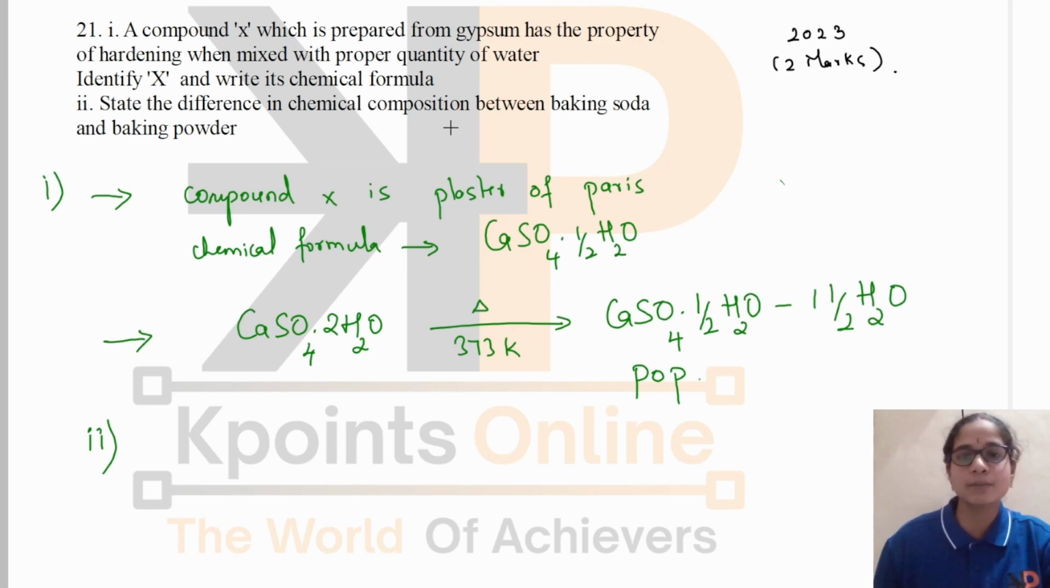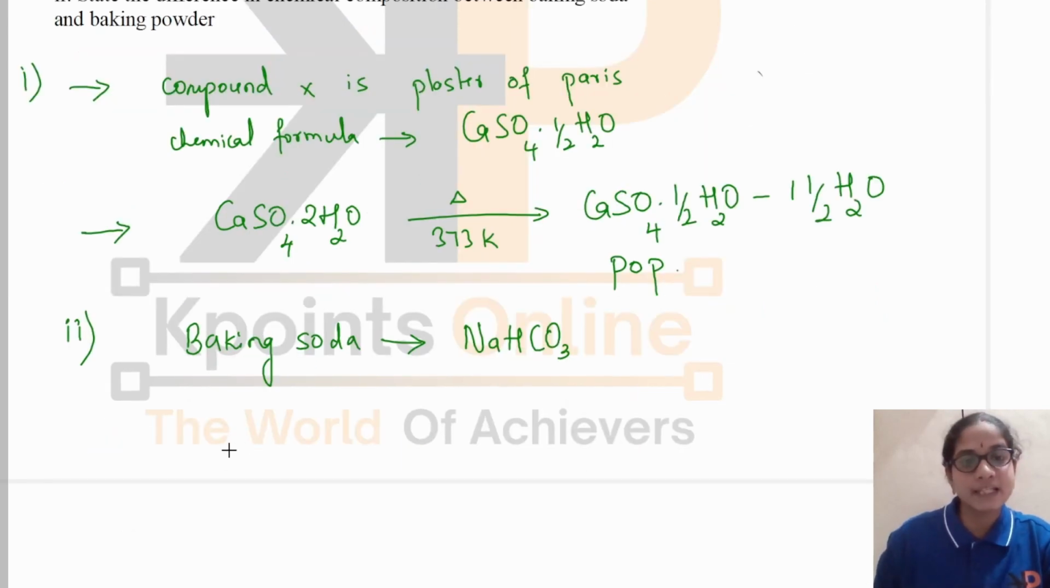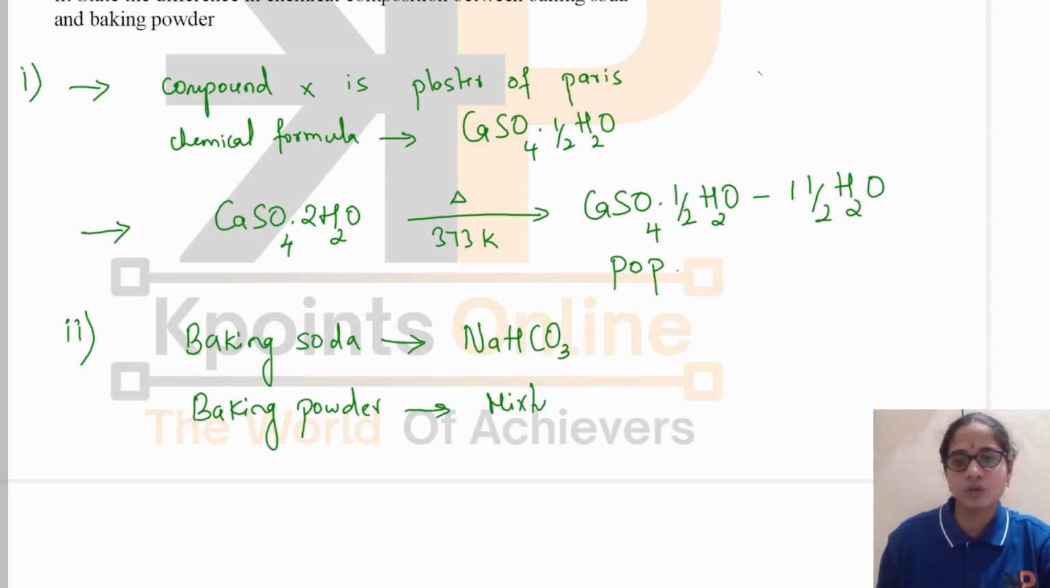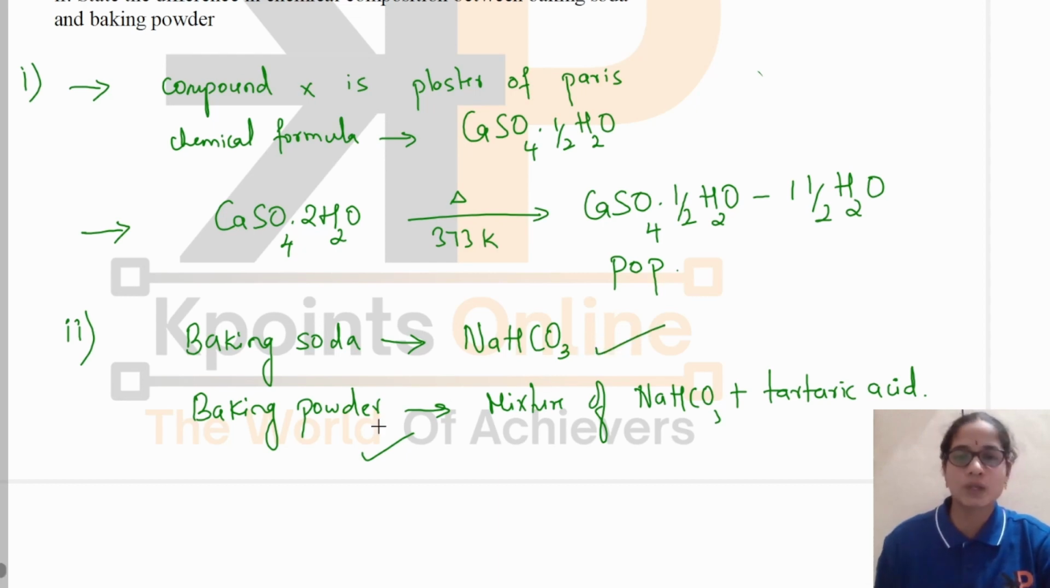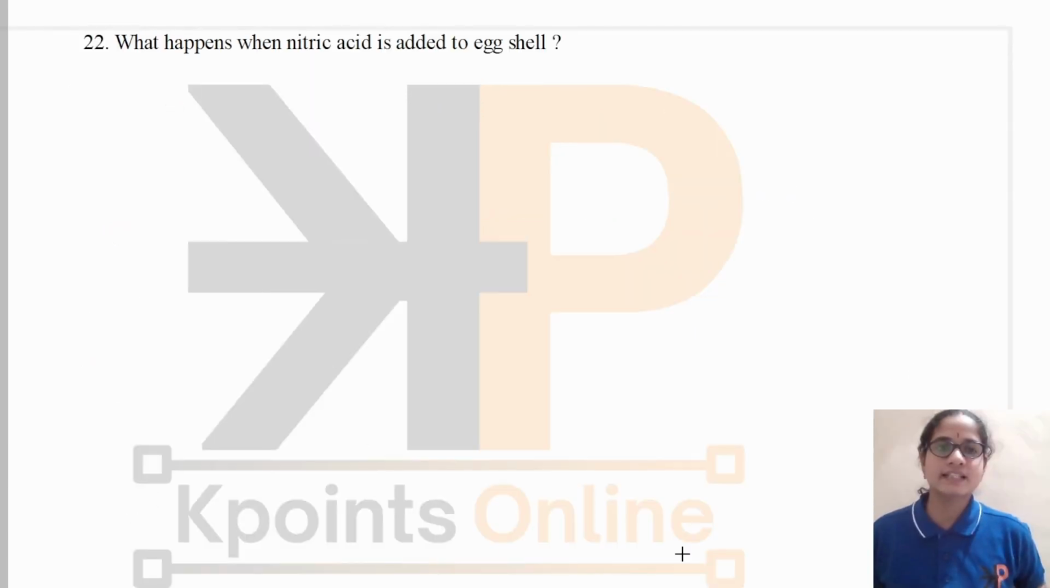State the difference in chemical composition between baking soda and baking powder. We know that baking soda is nothing but sodium hydrogen carbonate. It is sodium hydrogen carbonate. Whereas baking powder is a mixture of sodium hydrogen carbonate and edible acid like tartaric acid. This is baking powder and this is baking soda. Okay, let's read the next question.